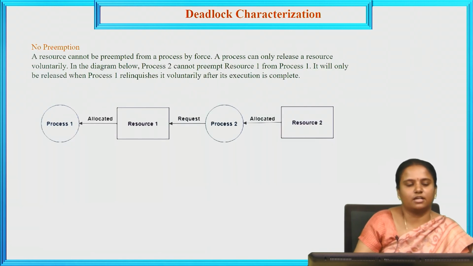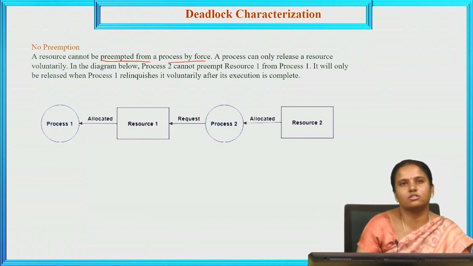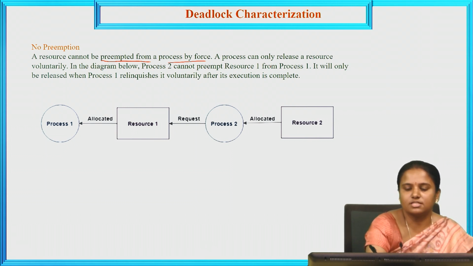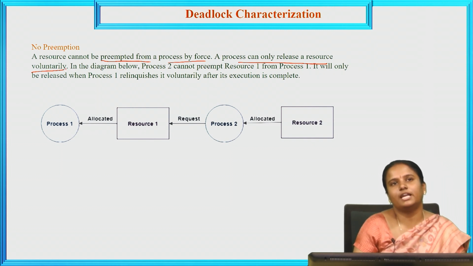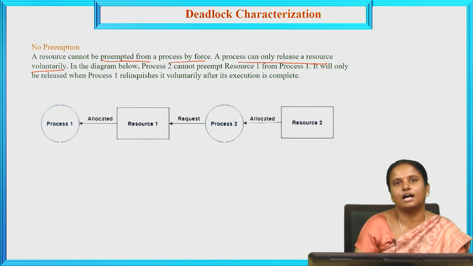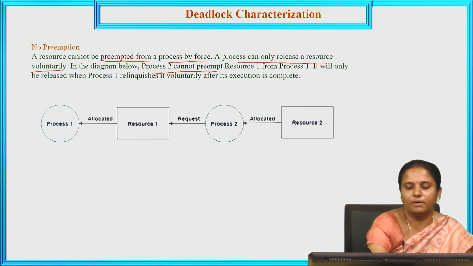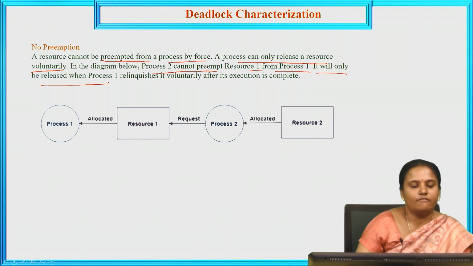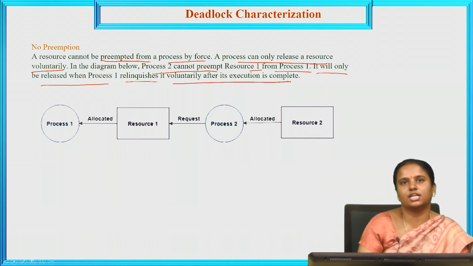Next, no preemption. A resource cannot be preempted from a process by force. A process can only release a resource voluntarily. Until it releases it, no other process can be allocated that resource. In the diagram below, process 2 cannot preempt resource 1 from process 1. It will only be released when process 1 relinquishes it voluntarily after its execution is completed.